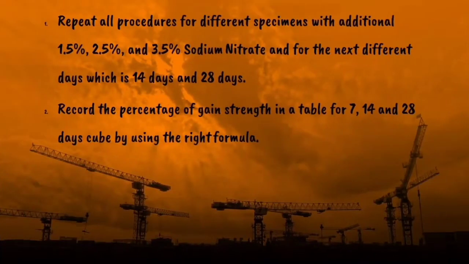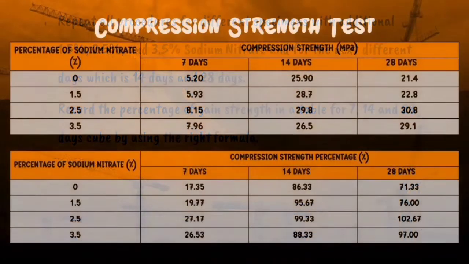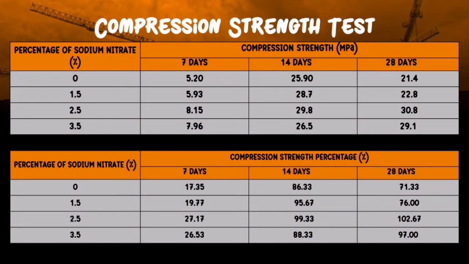Repeat all procedures for different specimens with additional 1.5%, 2.5% and 3.5% sodium nitrate, and for the next different days, which are 14 days and 28 days. Record the percentage of gain in strength in a table for the 7, 14 and 28 days cubes by using the right formula. From this compression strength table, we can conclude that 2.5% of sodium nitrate achieved the highest compression strength for M30 grade concrete.